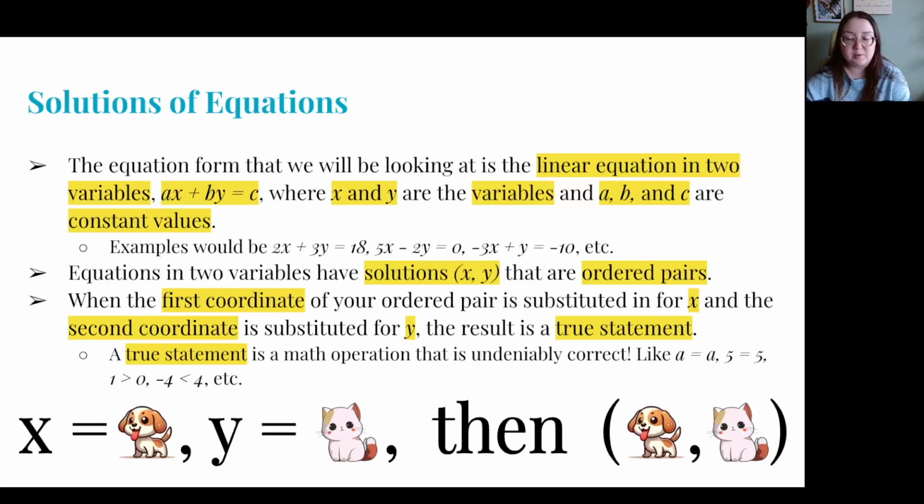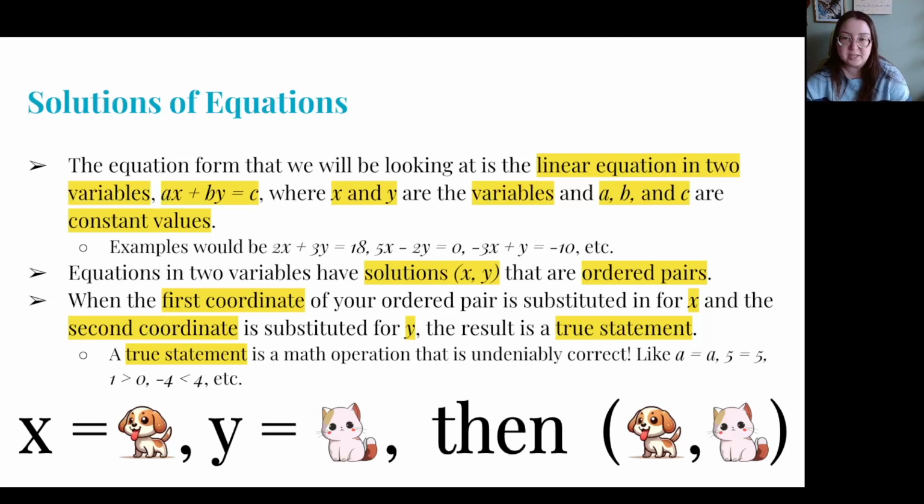But they're all constant values, which is to say numbers. So examples of this would be something like 2x plus 3y equals 18, 5x minus 2y equals 0, negative 3x plus y equals negative 10, etc. So there's typically a number in front of x or y, and then it's equal to a number at the end. If there's no number in front of x or y, that technically is a 1. So it's good to remember that.